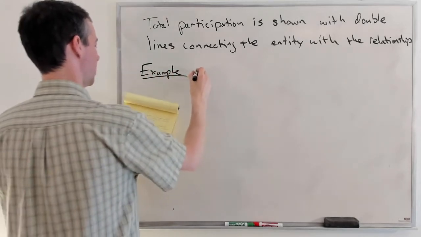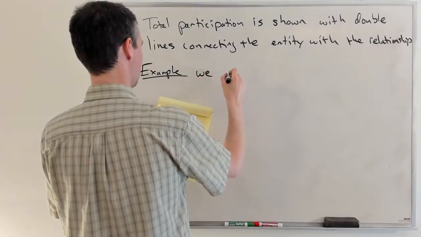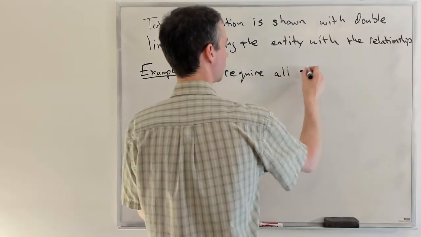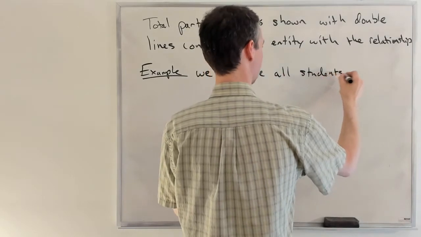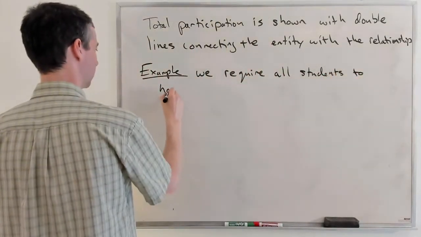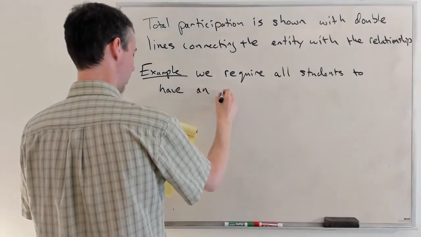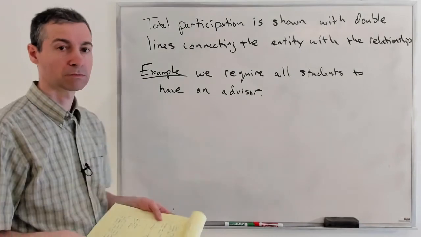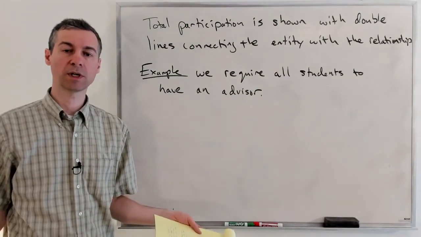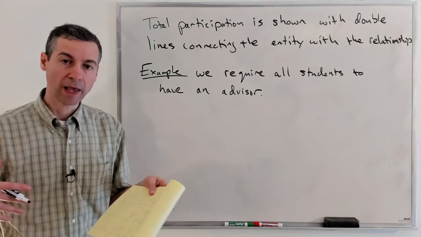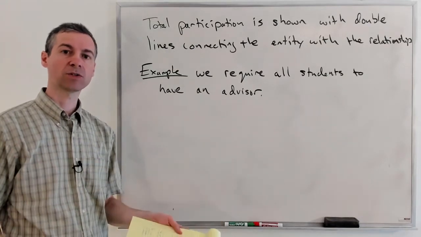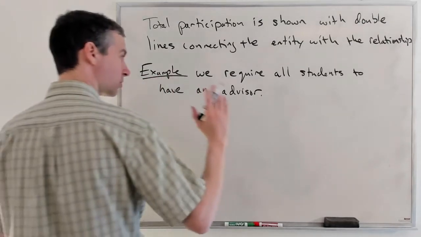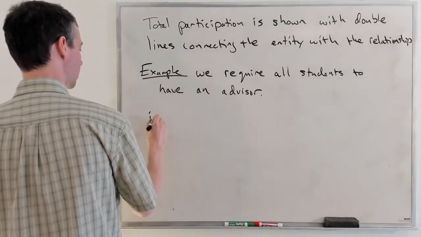Always the best way to proceed. Let's say we changed what we had just before, that we require all students to have an advisor. So if you're a student, you can't just be a student in the database. You must have an advisor assigned to you at all times. It's a requirement. Students must totally participate in this relationship.